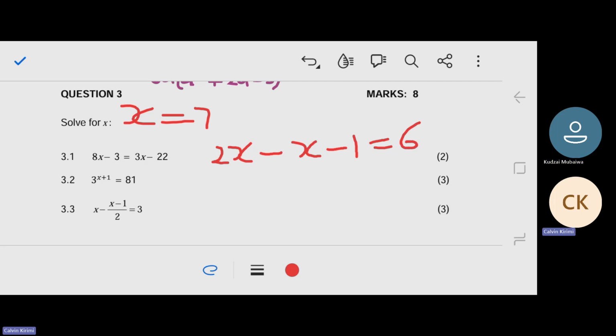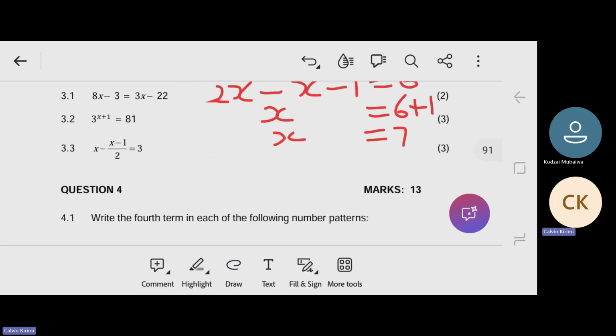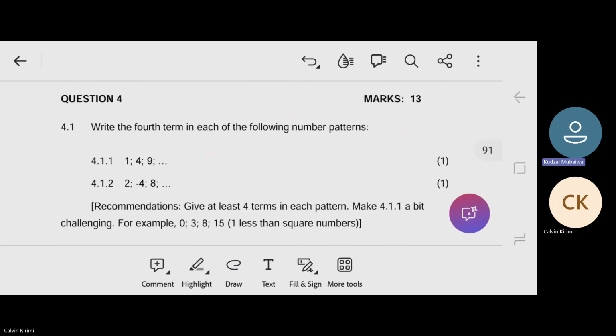2x minus x is what? X. 6 plus 1, 7. So it's correct. X is equal to 7. Right. Let's go to the next one. Yes, sir.